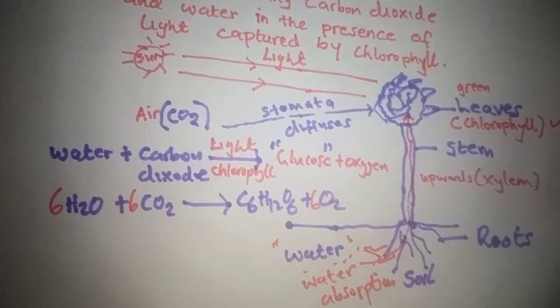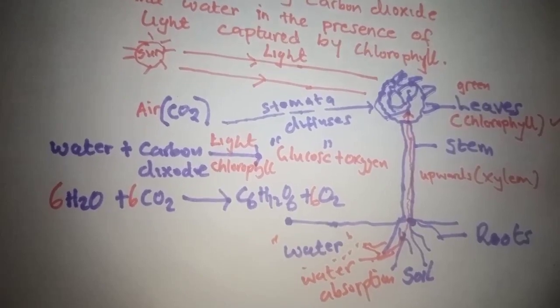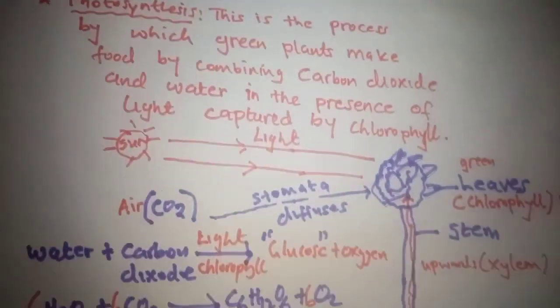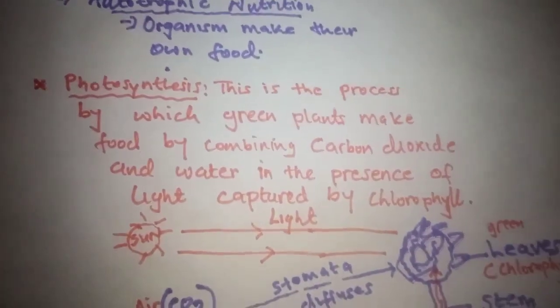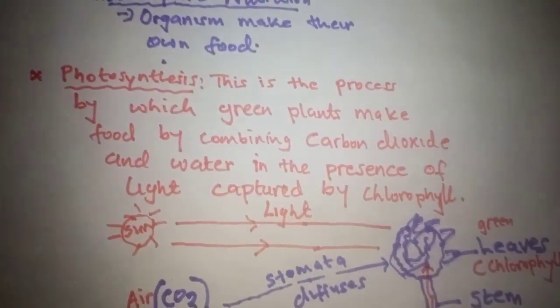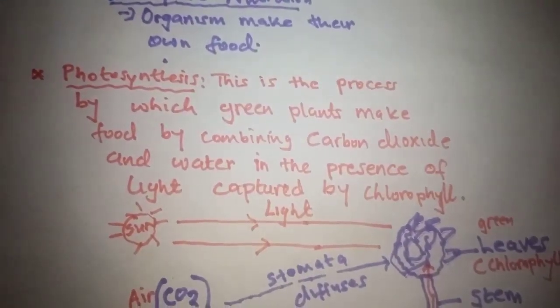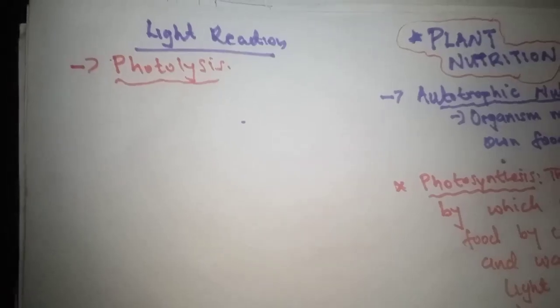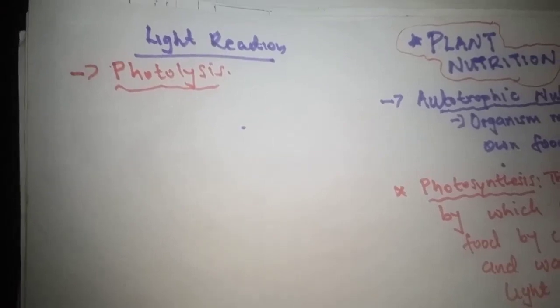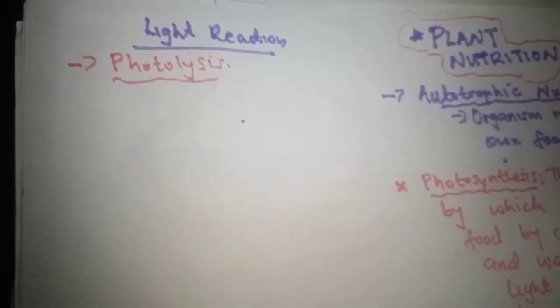but we can divide it into two processes under photosynthesis. That is the light and the dark reaction. Okay, so let's look at the light reaction. The light reaction is simply called photolysis.